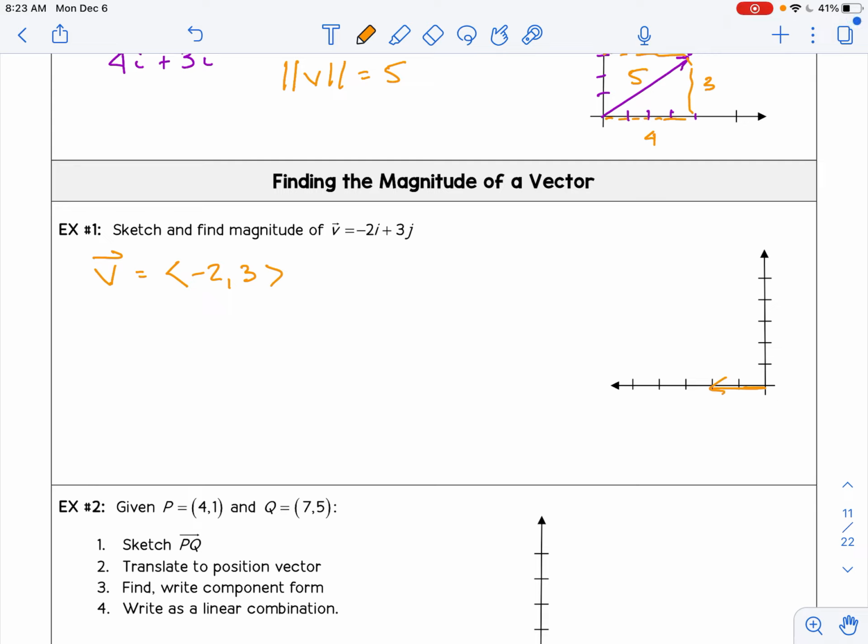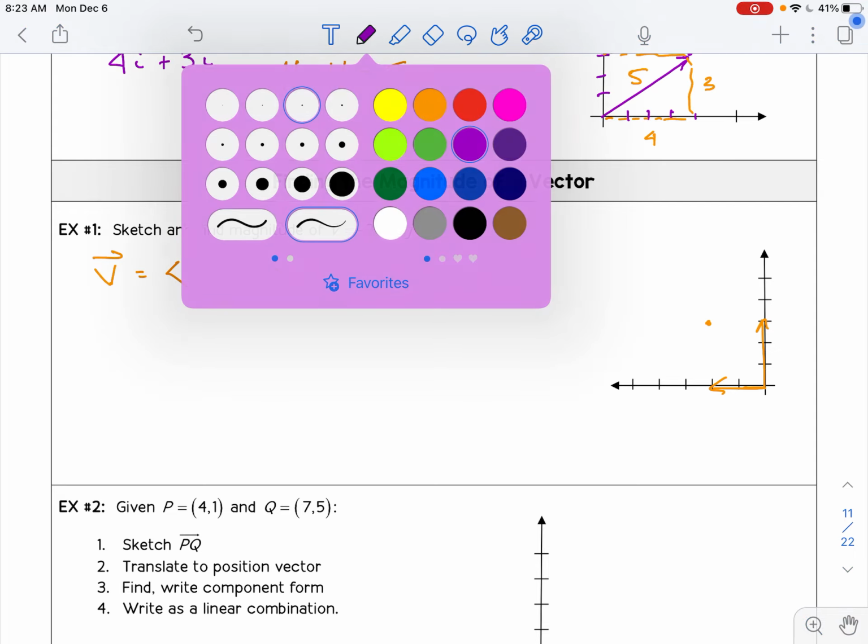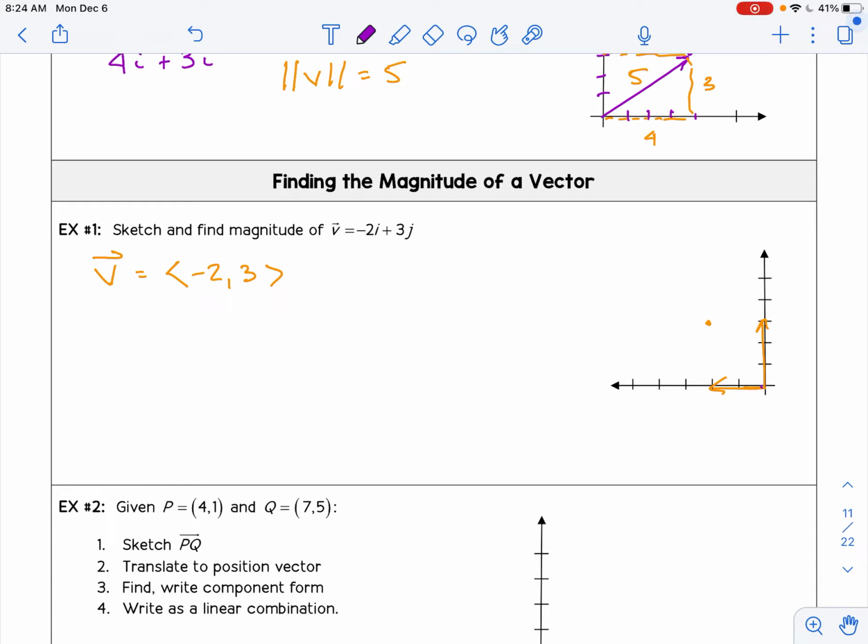This way. All right, and then the positive 3j would come up this way. This would be my point, the resultant, if you will. The vector itself would be there. And a lot of times then we sketch the rectangle like that. So that's what it would look like.